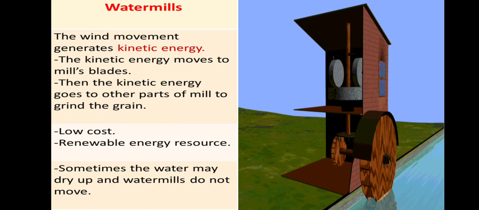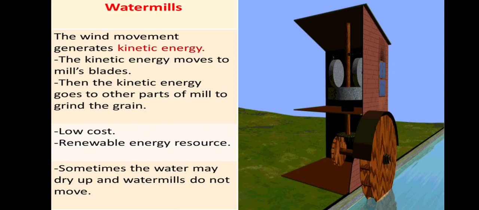So when the blades start to move, the kinetic energy which is produced from moving the blades goes inside the watermills to make the two rocks also start to move and make flour. Okay, the two rocks move on the grain to make flour.